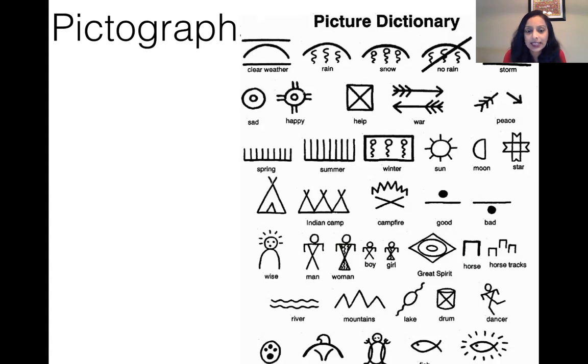So you can see that a lot of these are pretty intuitive. Like when you look at the sun, for example, even without me telling you what this is, you understand that that's a sun, right? And then you probably could also have guessed man and woman and boy and girl, etc. So a lot of these pictorial representations are quite intuitive.